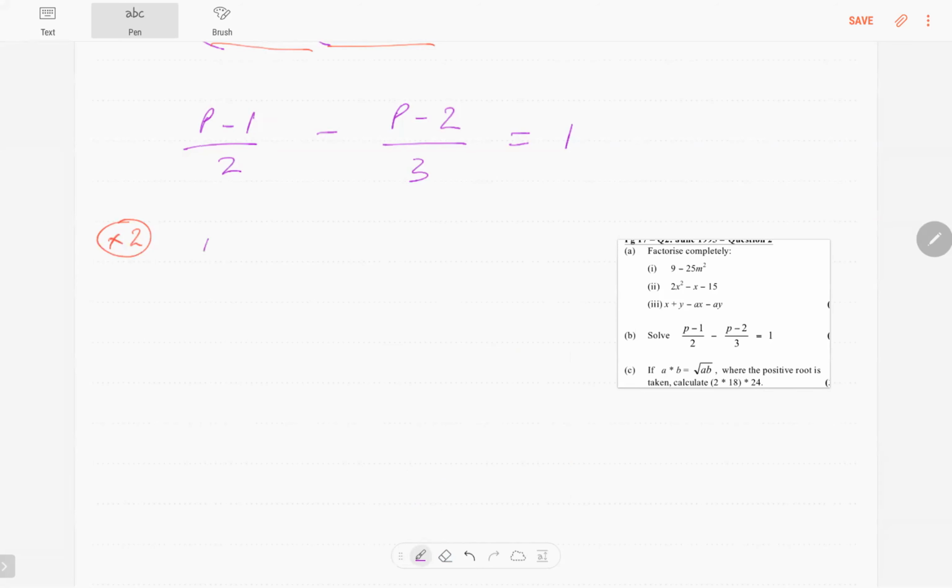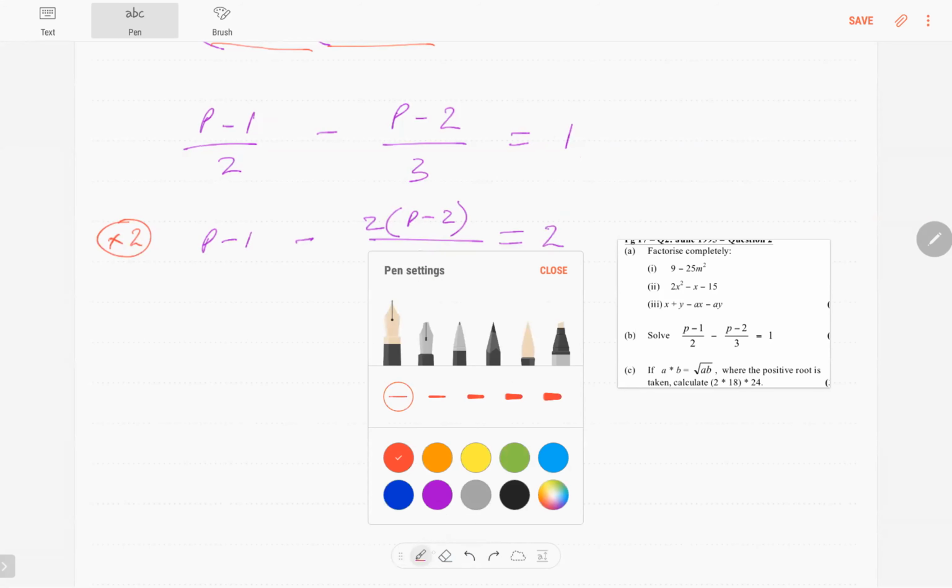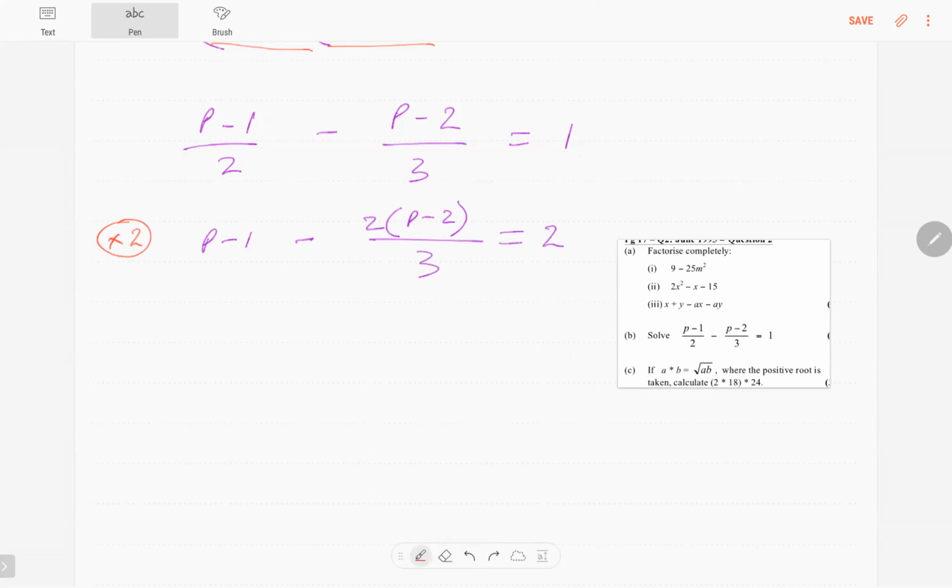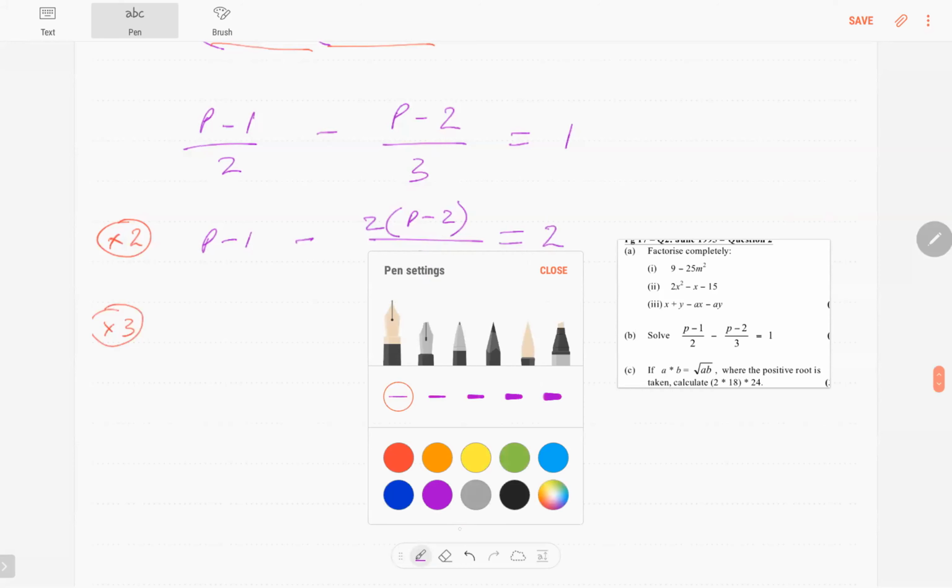This one becomes p minus 1 because the 2 is cancelled. And then this one becomes minus 2 bracket p minus 2 over 3, because when you multiply this by 2, it becomes 2. That's what you get. And then to get rid of this 3, we multiply through by 3.